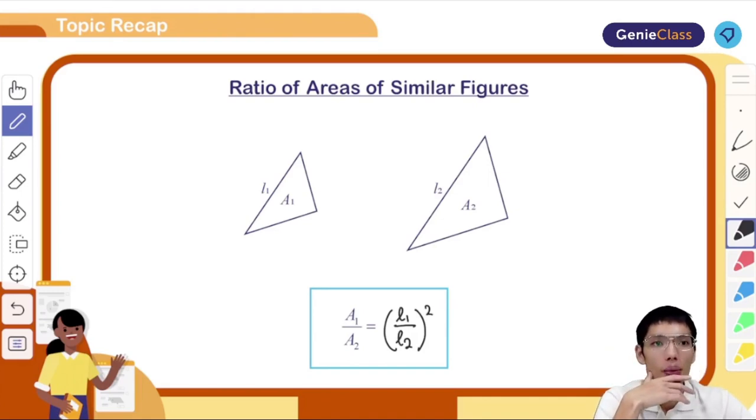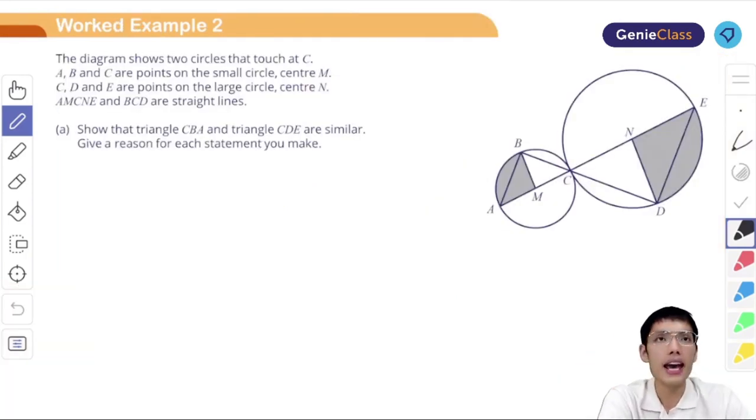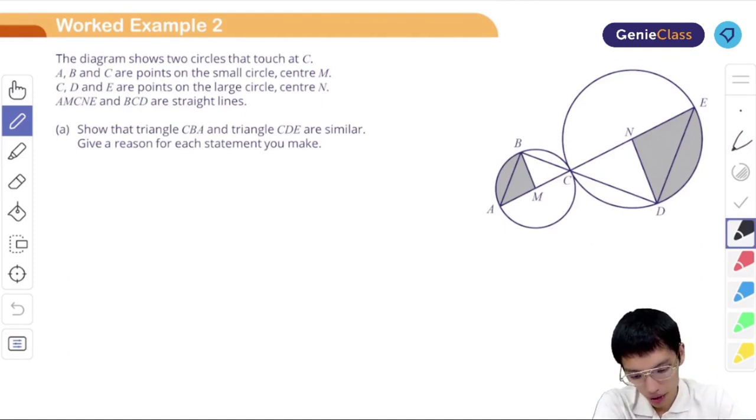Okay, now what can I do with such a question that combines all the concepts together? So look at this question. I have two circles that touch at C, so that's where certain properties come into mind. Look very carefully over here.